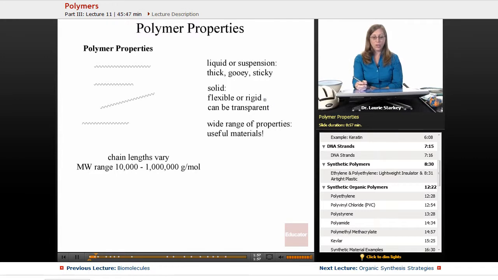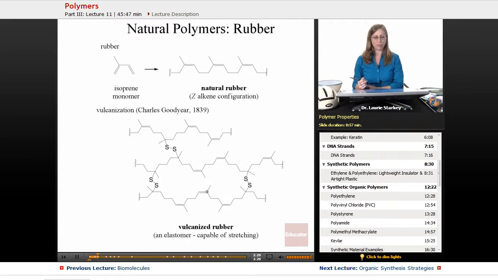As a solid, depending on the polymer, you can have ones that are very flexible or spongy and pliable, others that are rigid and very durable. They can be transparent, and we have plastics that we use for those, or they can be opaque. What we find is a very wide range of properties, so we end up with very useful materials. Again, the chain lengths will vary for a given polymer, but molecular weights can range anywhere from about 10,000 to 1,000,000 grams per mole. So these are just huge molecules, extremely long chains, not necessarily carbon chains.